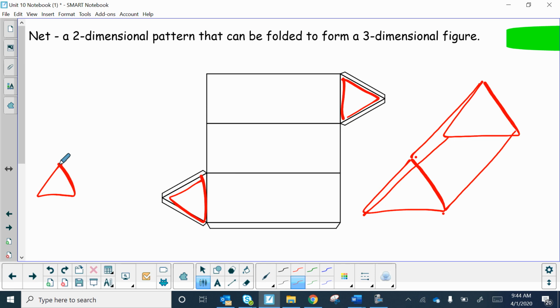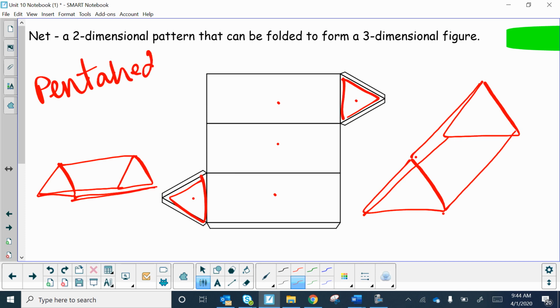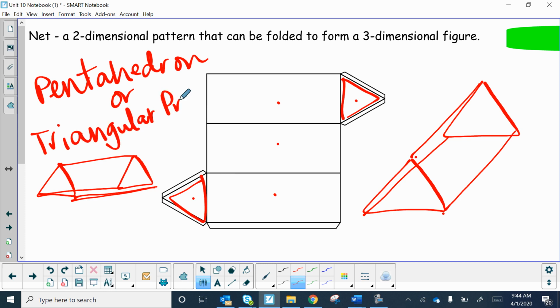Another way, you could put them over here off to the side. Connect each vertex. Oops, that's not a good drawing. Okay, there's different ways to draw it. So this one is a 1, 2, 3, 4, 5. This one is a pentahedron or a triangular prism.